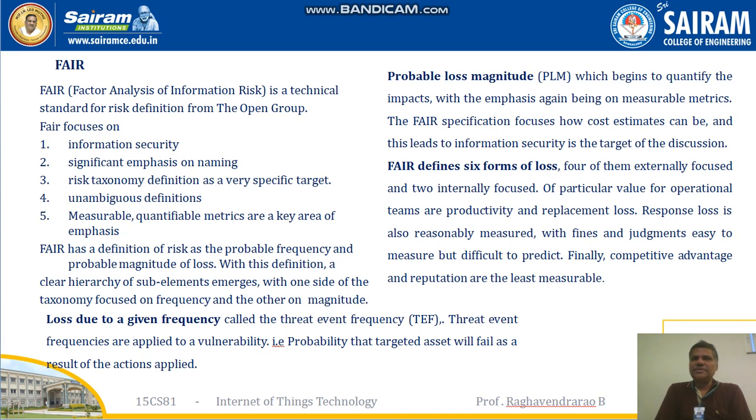Whereas the definition of risk is the probable frequency and probable magnitude of loss. So here basically it checks for the frequency and the magnitude: how many times it is attacked and what is the loss of that. So that track is going to be kept. With these definitions, it's clear that a hierarchy of sub-elements emerges, with one side of the taxonomy focusing on frequency and the other on magnitude. So two things.